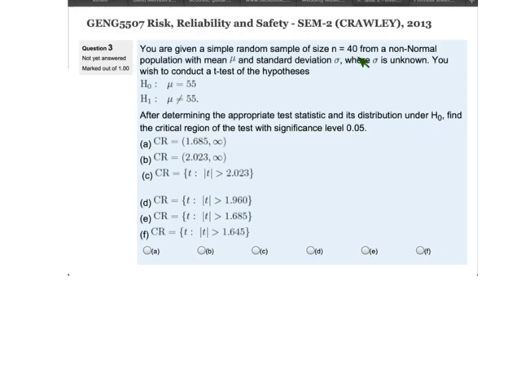We're given a random sample of size 40, n equals 40. It's a non-normal population and we do know the mean, but we don't know the standard deviation. And we're going to conduct a t-test of the hypothesis. Mu is equal to 55 is the null hypothesis, and mu is not equal to 55 is the alternate hypothesis.